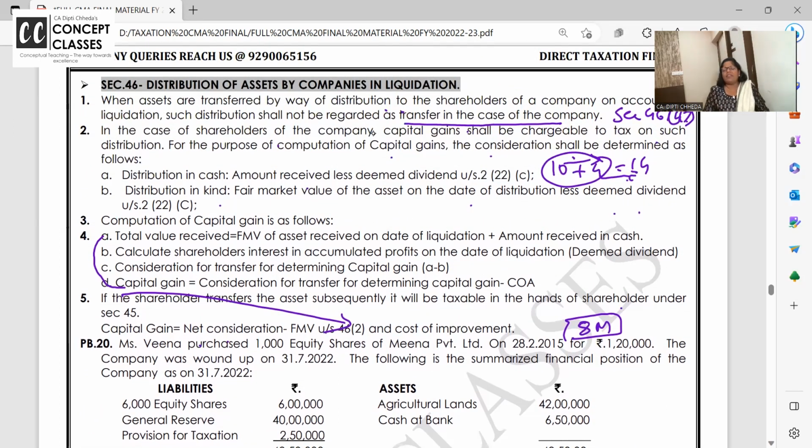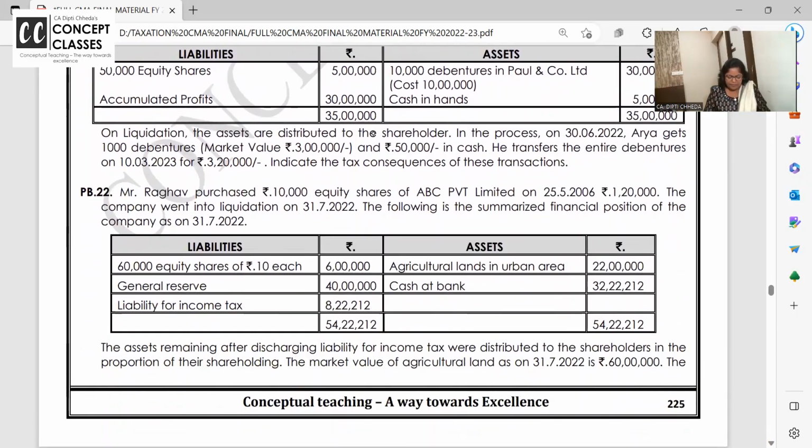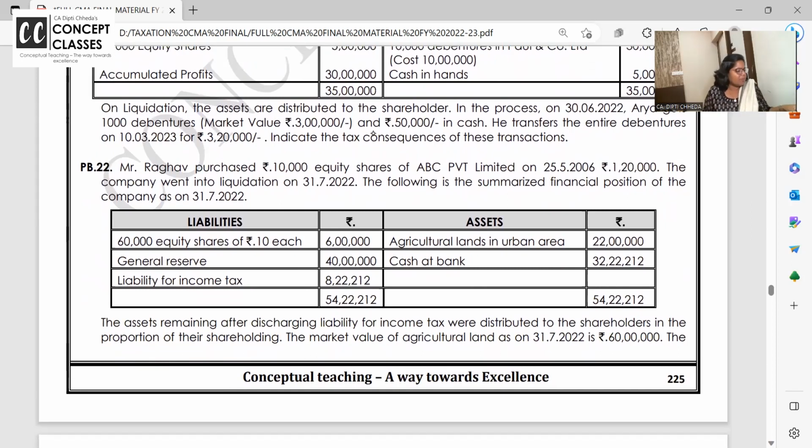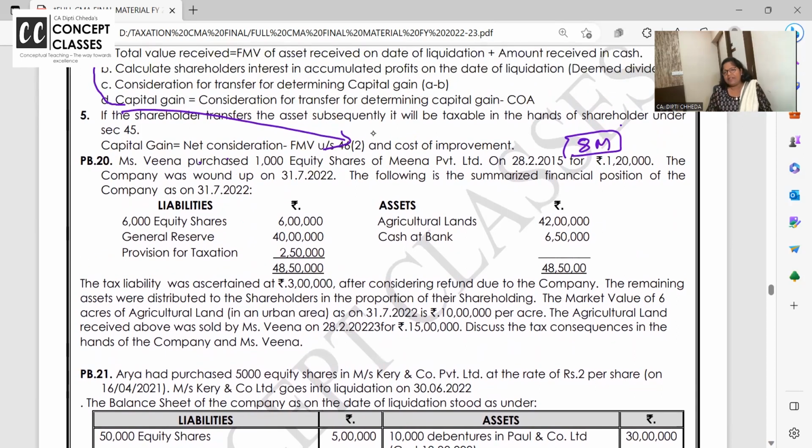Even if some of the students are feeling not clear, do this last problem for today and then it will be clear. There are one or two more problems which I'll give as homework and then we will check what to do. Right now we are doing the 20th one. Let's do it together. Miss Veena purchased 1,000 equity shares of a private company. For a private company shareholder, whatever you give out of the reserves is treated as deemed dividend. Okay.